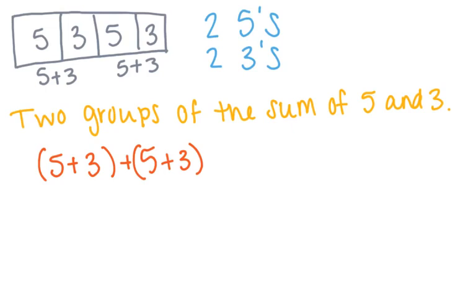But this can also be written a different way, and I'm going to show you. It can also be written as 2 parentheses 5 plus 3 parentheses, which just means that this is 2 times 5 plus 3 in parentheses. Remember, there are 2 groups of 5 plus 3, so we can multiply 5 plus 3 by 2, and that is going to give us the same answer.